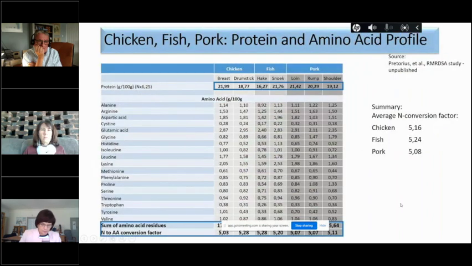I also have values for chicken, for fish, and for pork. Again, all the same steps, and we get an average conversion factor for chicken of 5.16, for fish, if you can average those two, 5.24, and for pork you get 5.08.